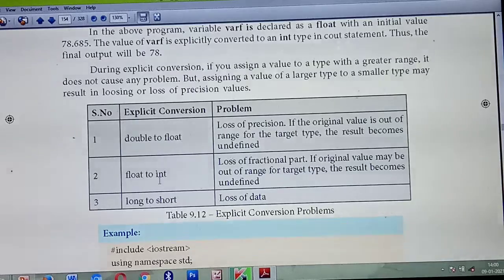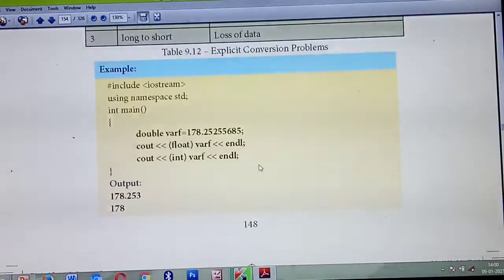Float to int is a larger type to a smaller type, so here also you can lose the fractional part value. The original value you can't get. Long to short also has a loss of data. So with these three conversions you can lose data. Understood? See, another example: #include <iostream>, second line, third line, same thing. Here they are giving double variable f, and converting the double variable. For that, double is assigned to variable f equal to the input number 178.2525.